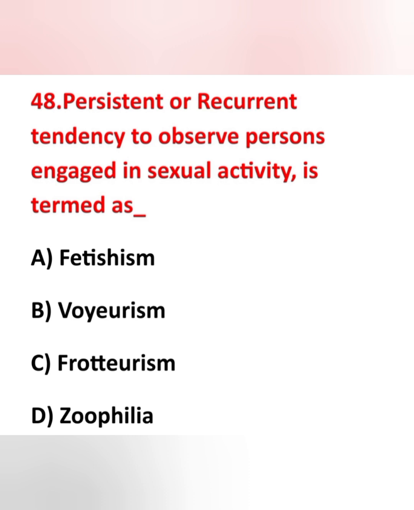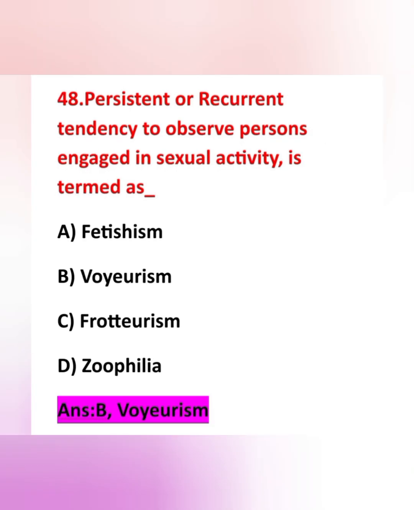48th question. Persistent or recurrent tendency to observe persons engaged in sexual activity is termed as. Options are option A fetishism, option B voyeurism, option C frotteurism, option D zoophilia. The question is continuous or persistent observation of persons engaged in sexual activity is termed as. That is the question, and the correct answer is option B voyeurism.